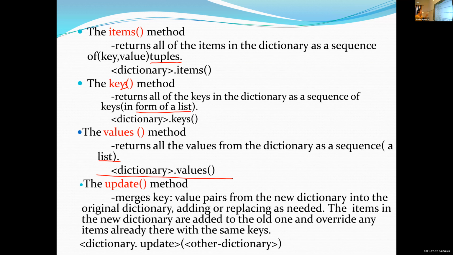You write the last one also, the update method. This is the last function used in dictionary. The update method merges key-value pairs from the new dictionary into the original dictionary, adding or replacing as needed. The items in the new dictionary are added to the old one and override any items already there with the same keys.